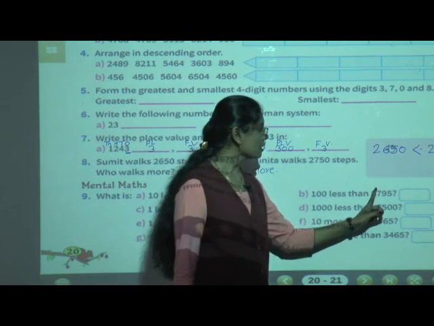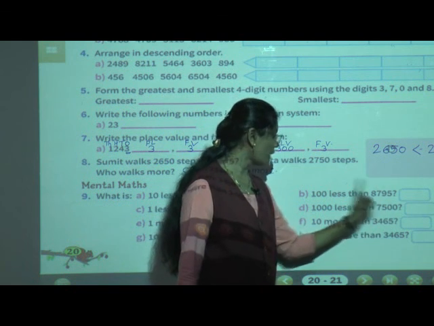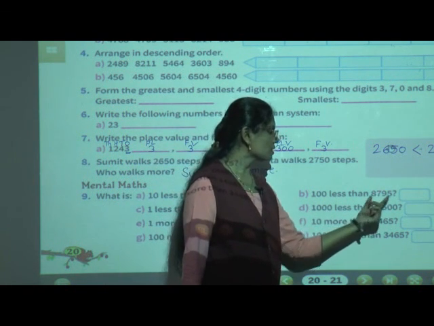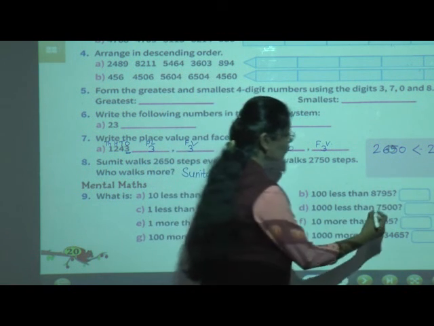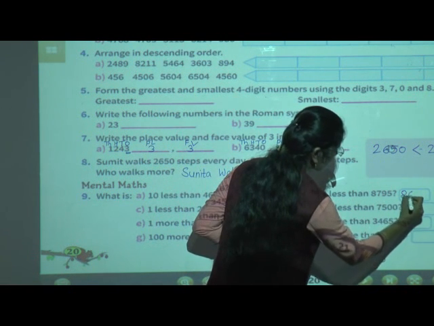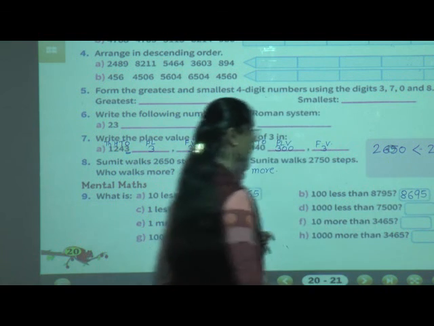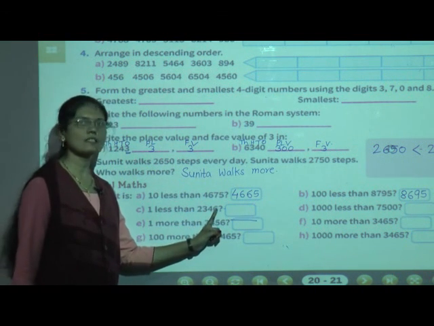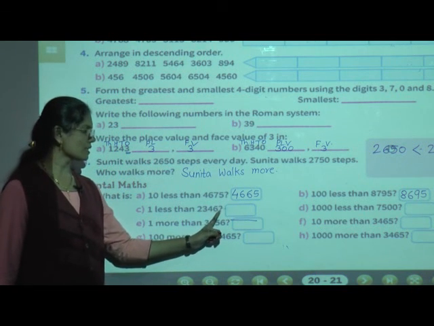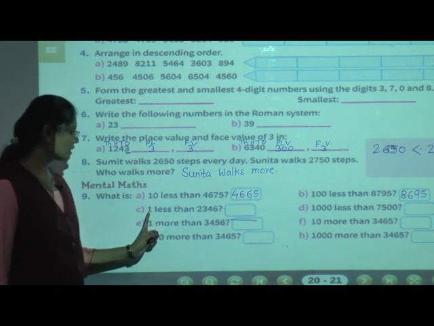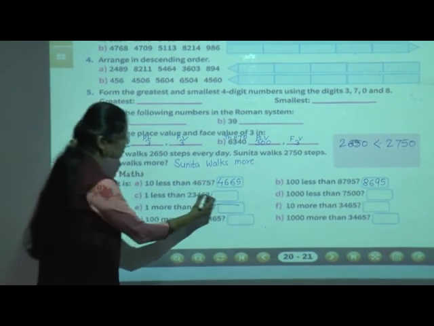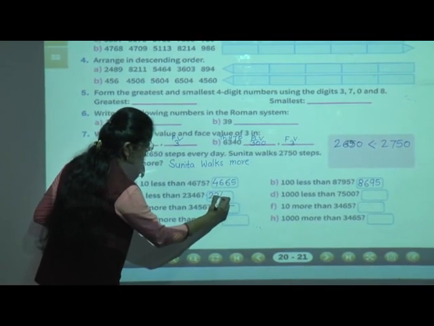Now see the B question. 100 less than 8795. Here you have to subtract 100 from the given number. So do the subtraction and write the answer. What will be the answer? 8695. Now see the C question. 1 less than 2346. 46 minus 1, because it is 1 less than. So 46 minus 1, 2345.